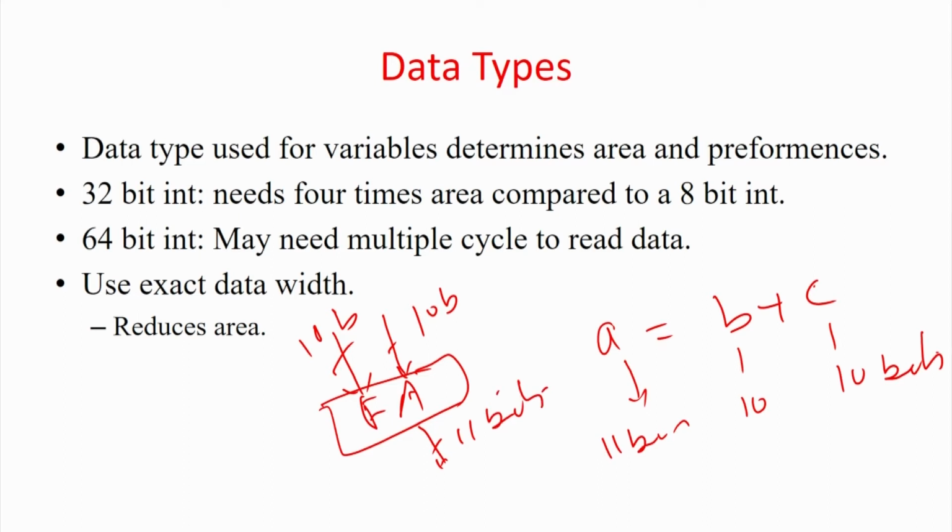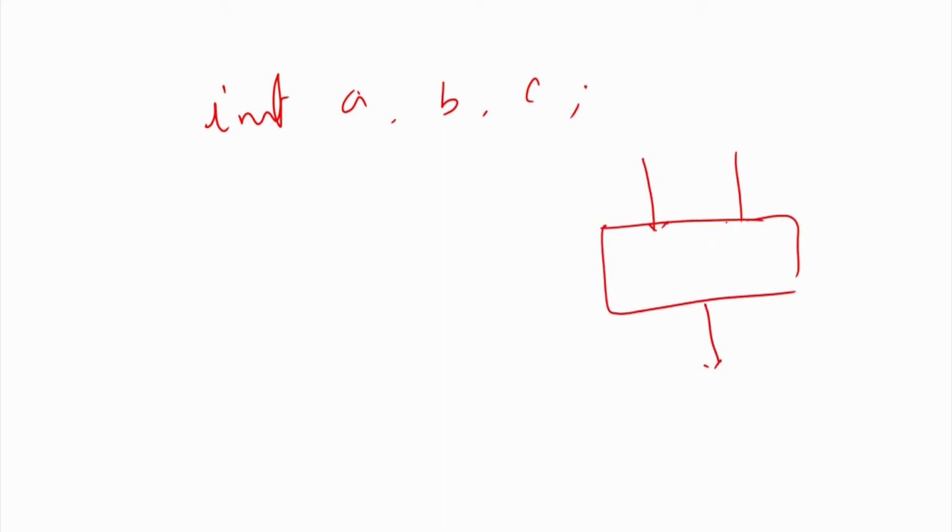But if you write in C, you define int A, B and C, right. So, if I assume that A, B and C are all 32 bit integers, then the full adder that you are going to generate is effectively of 32 bits, right. So, the problem here is this full adder. If you just write A equal to B plus C, it will generate a full adder of size 32 bits.